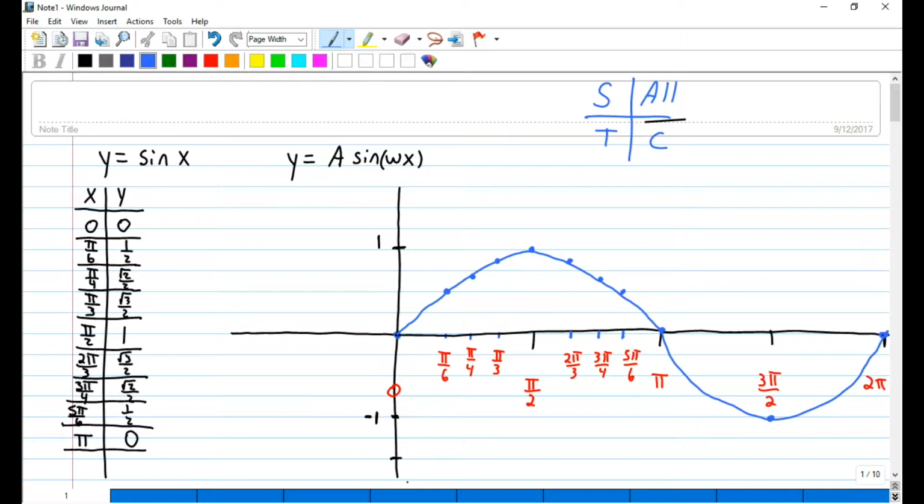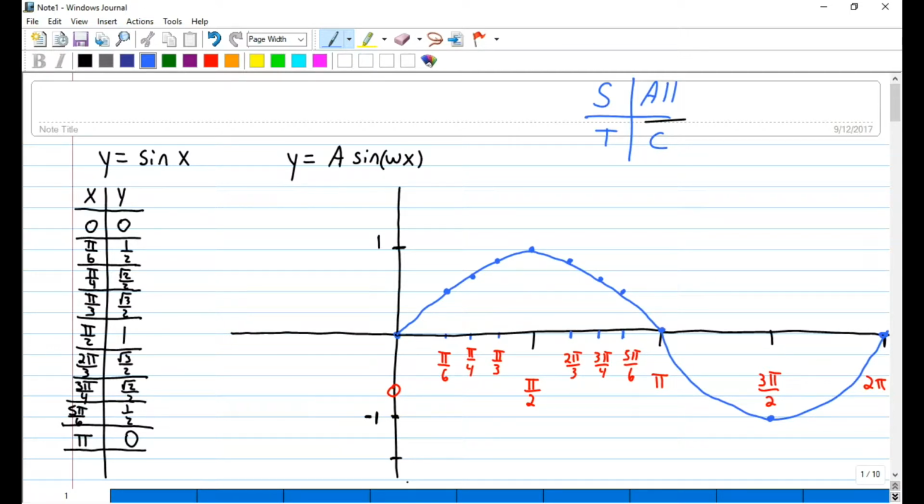So if you ever hear of a graph being sinusoidal, I don't know if you've ever heard of that term, it just means that it has that sine look. And do all graphs have the sine look? No, they don't.